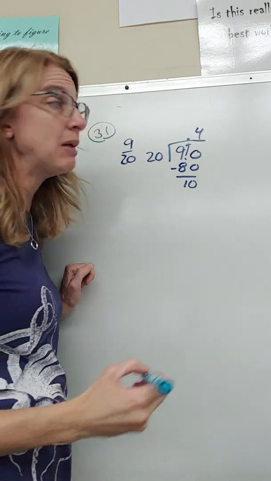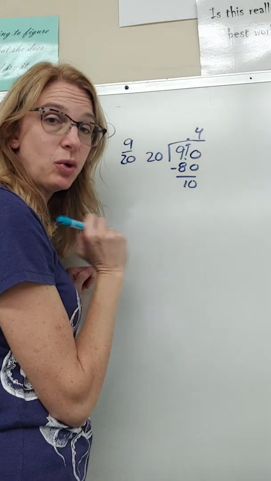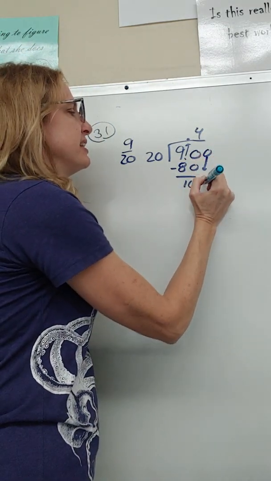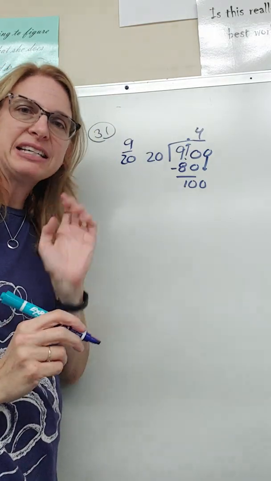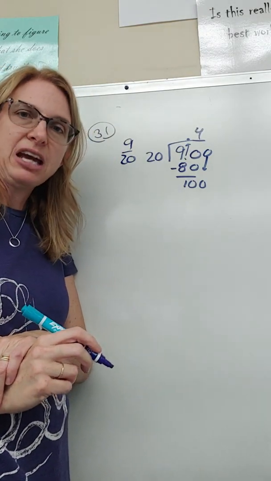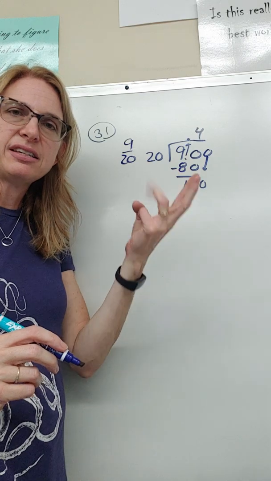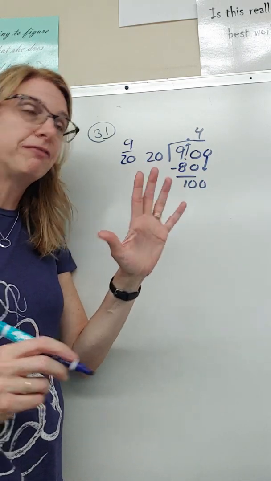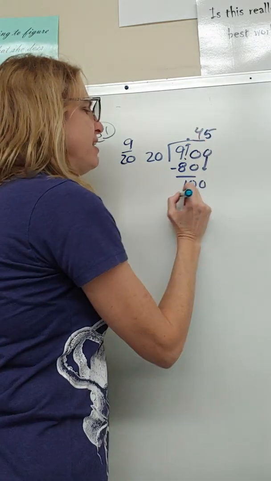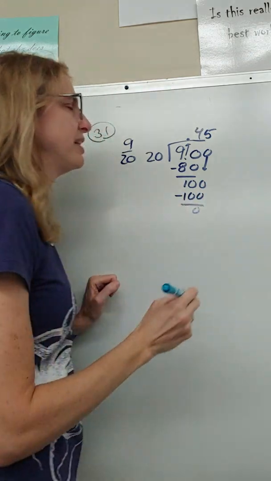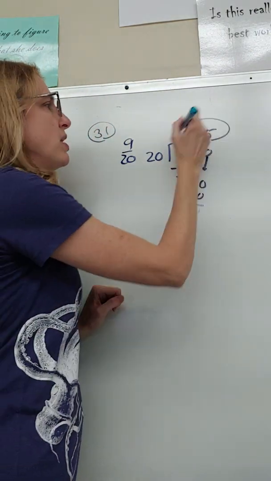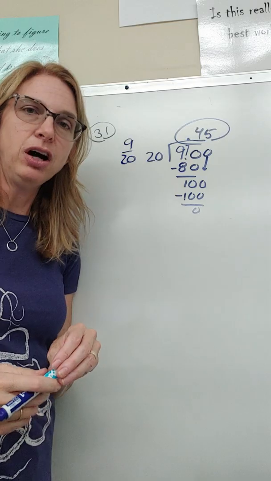Well, I didn't get a 0 yet, which means I have to keep going. Remember what I have to do? Add another 0 and bring it down. Now, how many times does 20 go into 100? Count by 20s. 20, 40, 60, 80, 100. 5 times. So here's my 5. Subtract 100, and now I'm done. So 9/20ths is the same thing as 45/100ths.